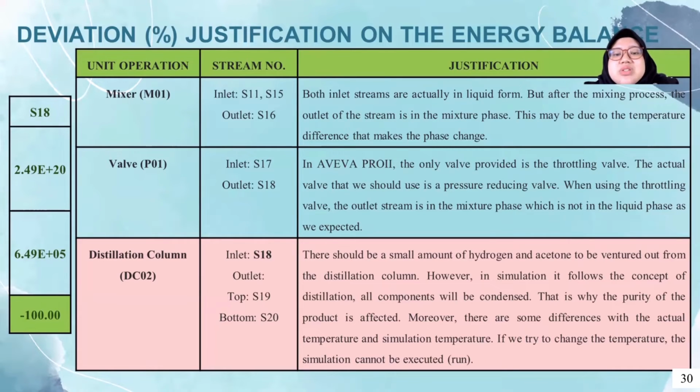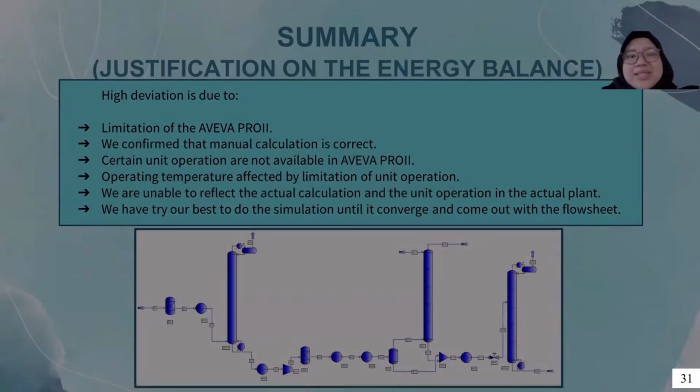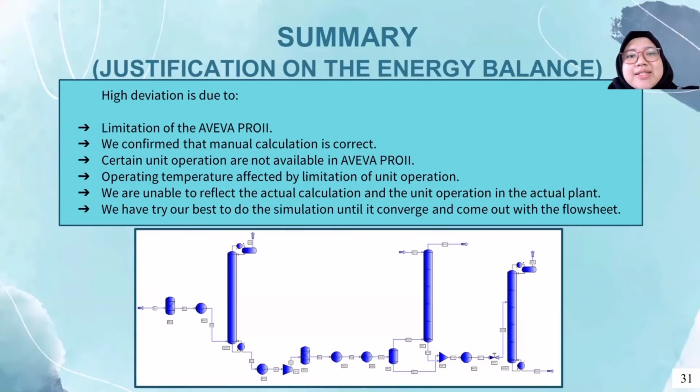And also there are some differences between the actual temperature and the simulation temperature. So if you try to change the temperature, the simulation cannot be executed. As a conclusion for energy balance, what we can summarize is that the height deviation is due to the limitations of AVEVA Pro 2 itself. So we confirm that the manual energy balance calculation is the correct one because it follows the theoretical and also fundamentals of energy balance.